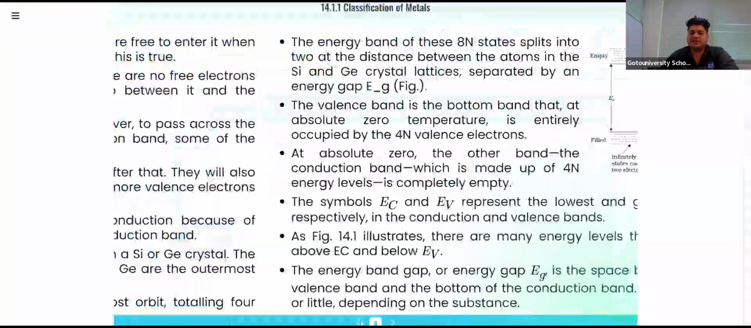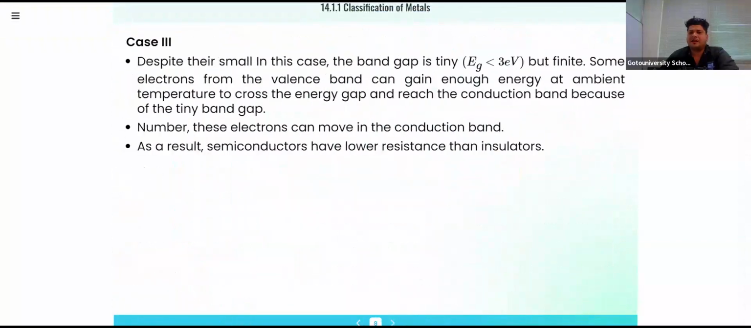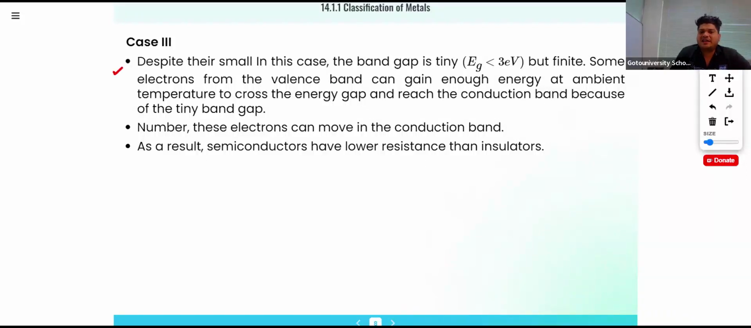Now the third case, already explained. In this case, the band gap is tiny but finite. Some electrons from the valence band can gain enough energy at ambient temperature to cross the energy gap and reach the conduction band because of the tiny band gap. These electrons can move in the conduction band. As a result, semiconductors have lower resistance than insulators. Okay, yes.